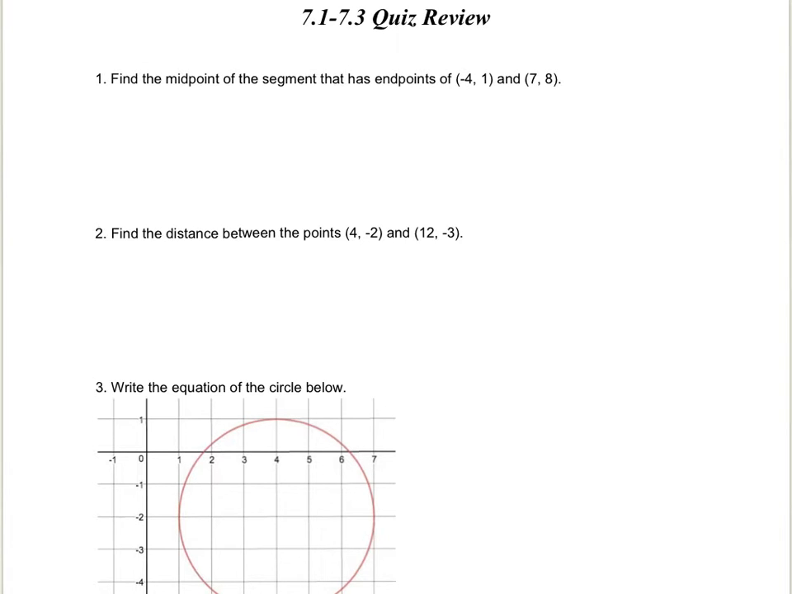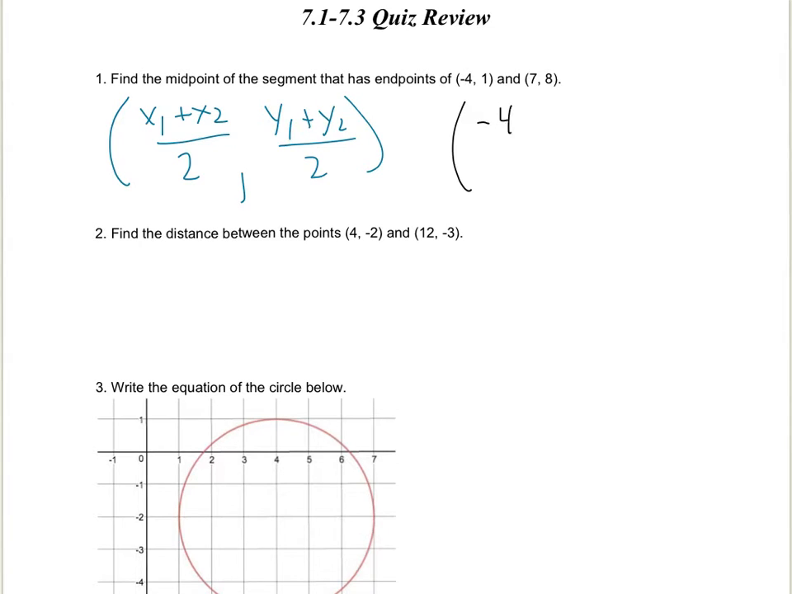So if you recall the formula for midpoint, it said that we just add the x's together, divide by 2, add the y's together, divide by 2, and that would make my ordered pair midpoint. So if I do that here, I do -4 plus 7 divided by 2, and it would be 1 plus 8 divided by 2.